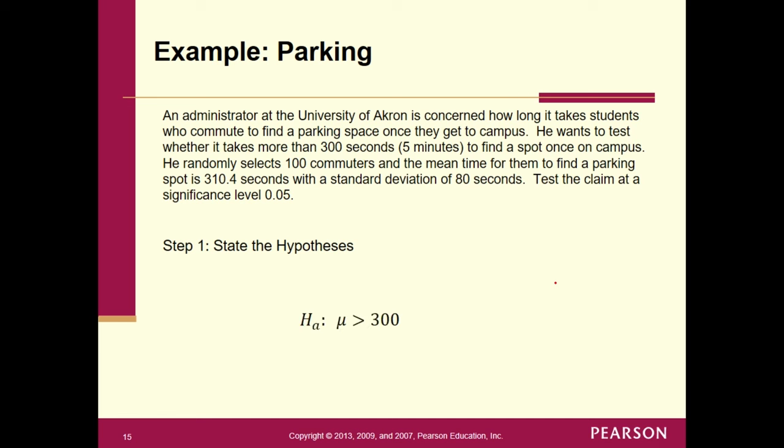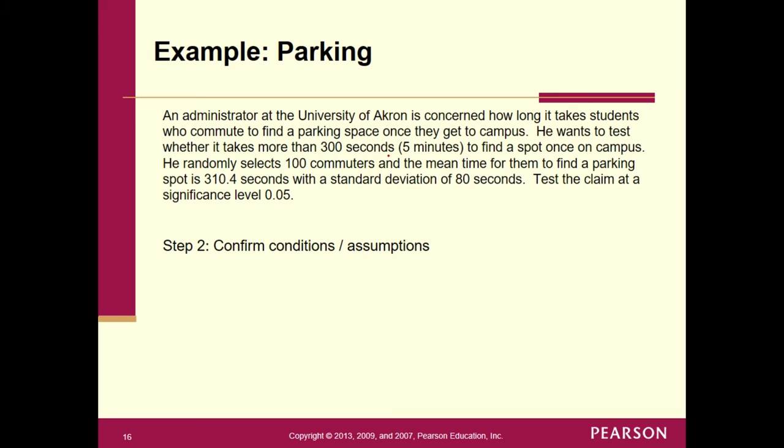So state the hypotheses. We'll start with the alternative. Let's see. So he had a claim here. He wants to test whether it takes more than 300 seconds. Okay, more than 5 minutes. And so that's why we had a greater than. So we have a right tail test. Mu is equal to 300, so mu sub 0 is 300.